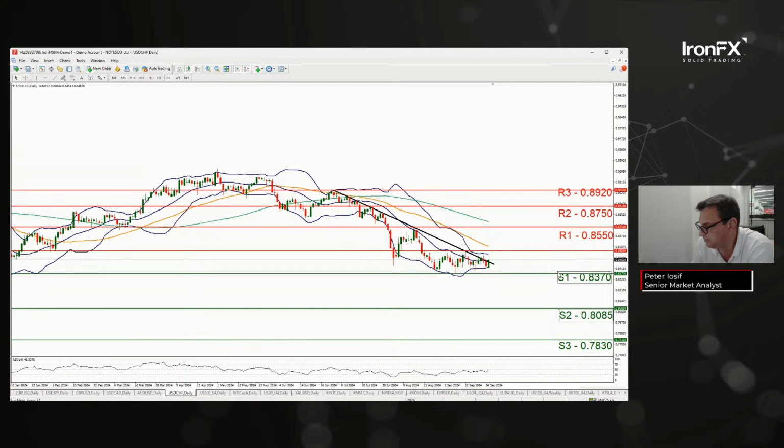Now, the interesting element about the CHF would be mostly in SNB's interest rate decision tomorrow. Now, the bank is widely expected to cut rates. That's not the question here. The big question is whether the bank will be proceeding with a double rate cut or not.